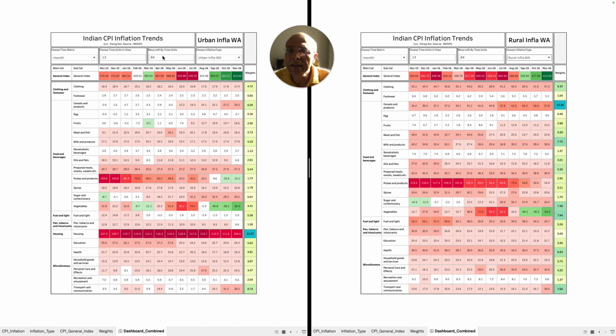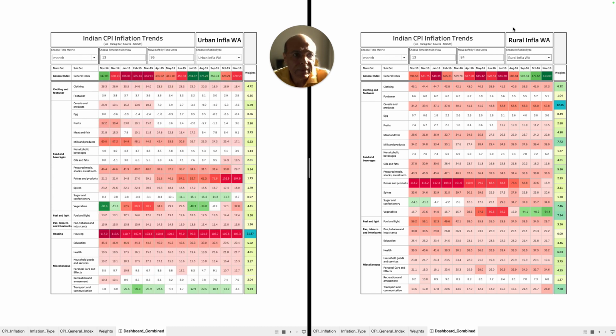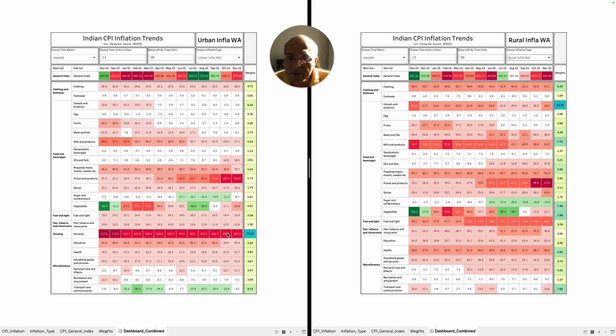So let's look back by another 12 months, which is 96 months from now. Window period of 96. Let's see what was the situation then. Here also the housing prices continuously stood out. And here I find that fuel and light contributed, and pulses and products basically stood out. So there have been a lot of items which started contributing to the inflation. And here you find that the rural inflation numbers are much higher compared to the urban inflation numbers in most of the places. So in this window, starting from November 14 to November 15, the rural inflation numbers were higher. Then it went down and now it is up.